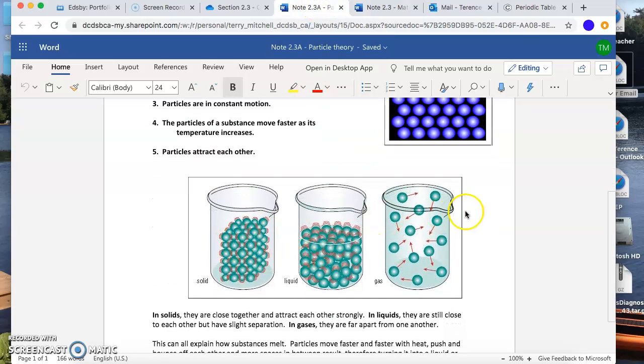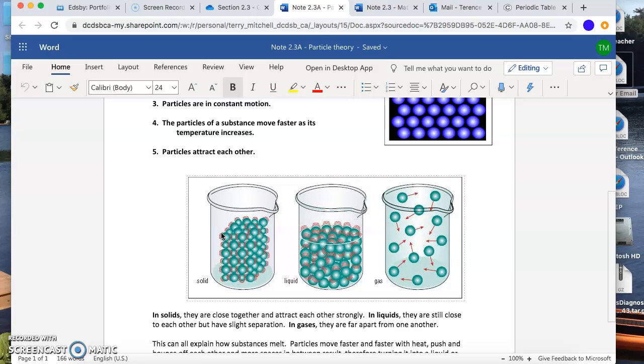Now, here we have particles in 3 different states of matter: solid, liquid, and gas. And I want to point out a few things about them. One, usually in its coldest form, something will be solid. So if you think of water particles, when you cool them down below 0 degrees, they become solid. It becomes ice. It freezes.